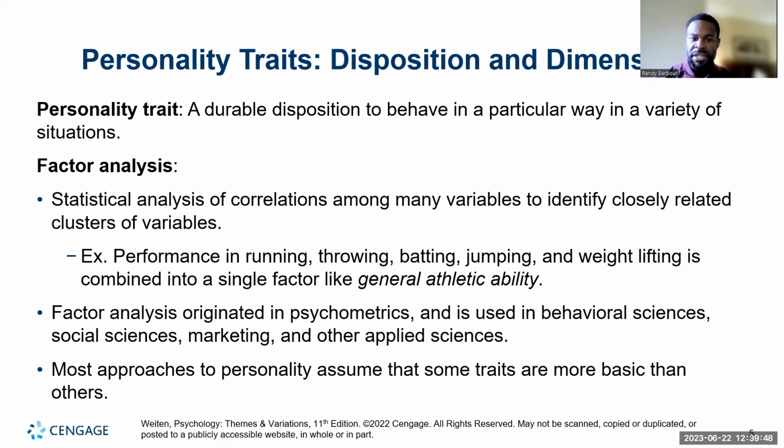Most approaches that we see assume that there are some traits that are more basic than others. So the big five personality traits that we'll talk about, openness to experience, extroversion, neuroticism, all of these basic personality traits make up the vast specific individual characteristics that we see in people.